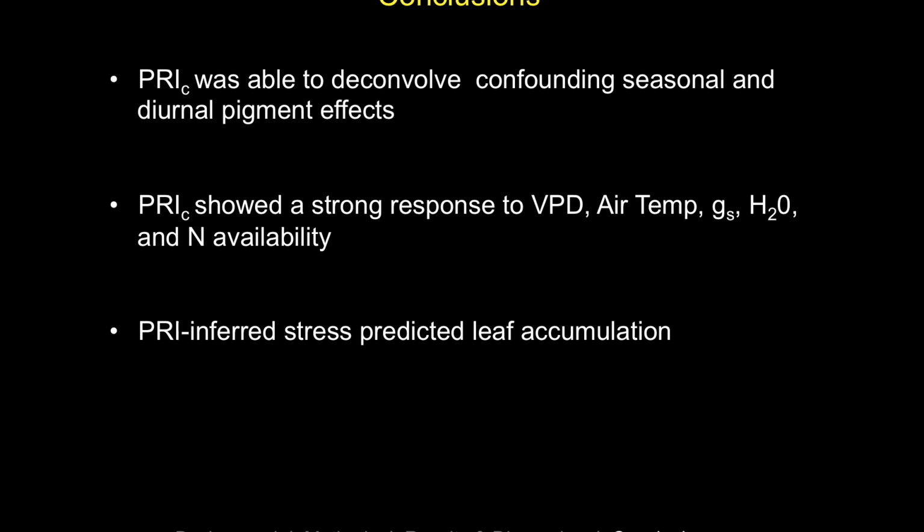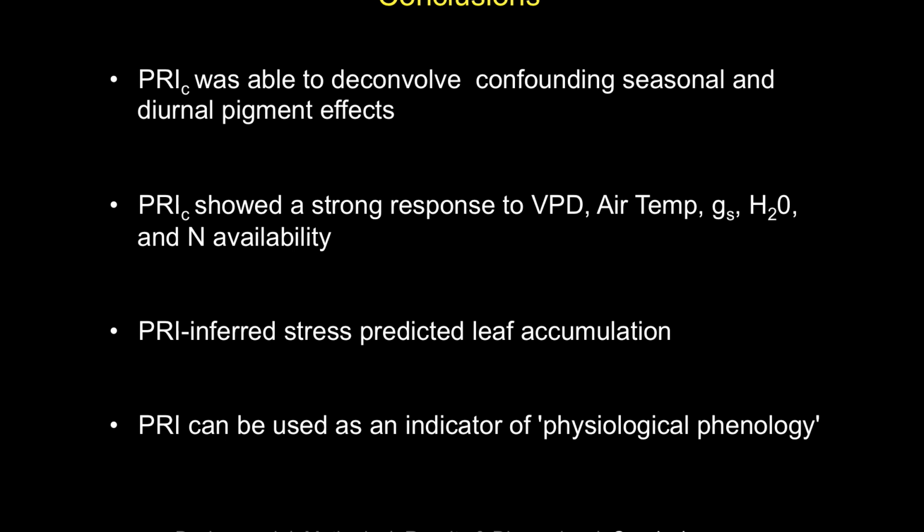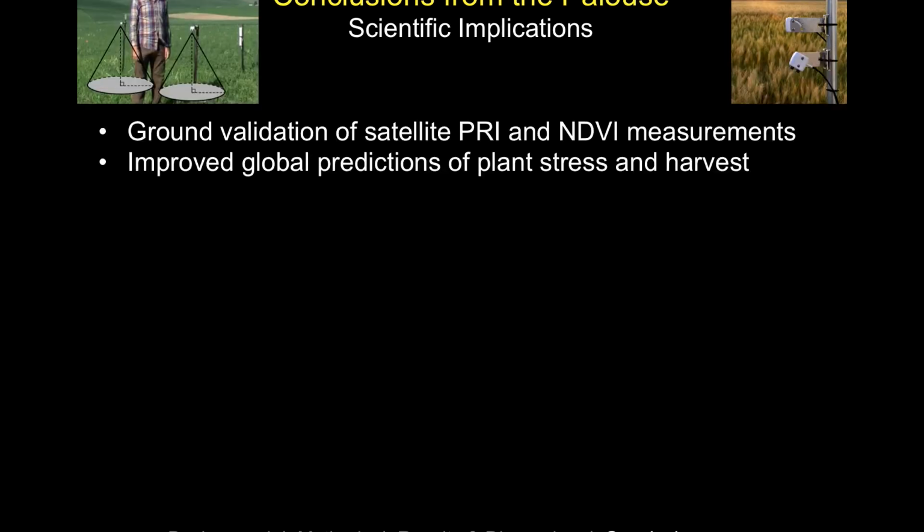and by understanding the inherent limitations in that signal, we might be able to get early season predictions of yield and grain protein concentration. So what we've also shown here is that I think PRI can really be used as an indicator of physiological phenology. If you remember looking at the seasonal time step of that NDVI and PRI signal, we really saw a decrease in PRI happening about 15 days prior to decrease in NDVI.